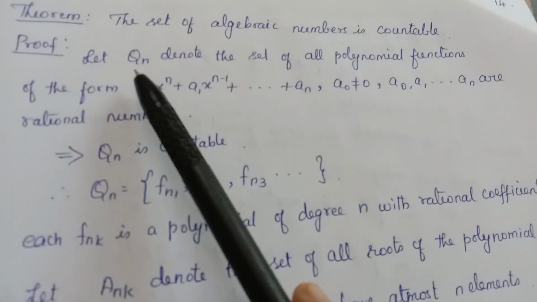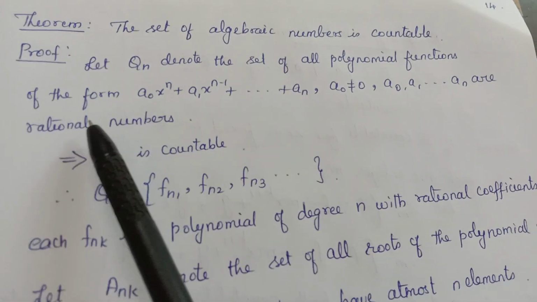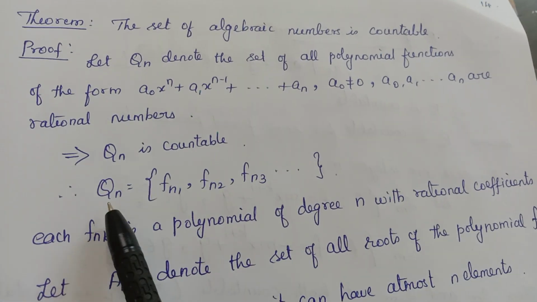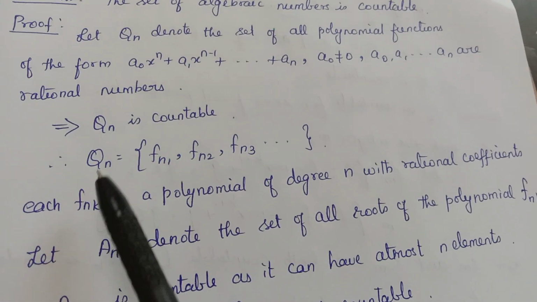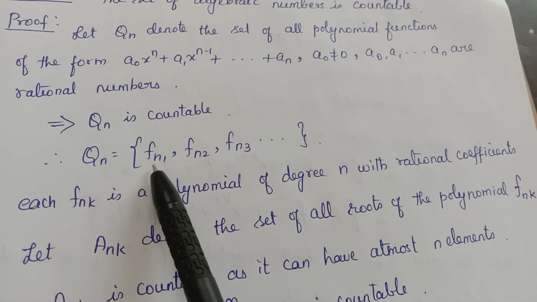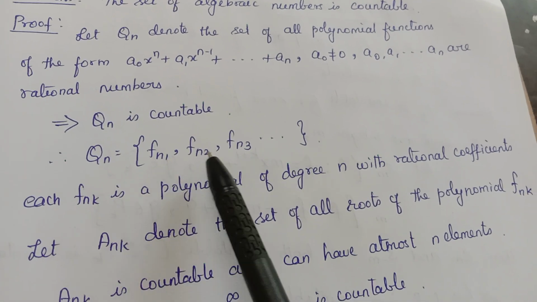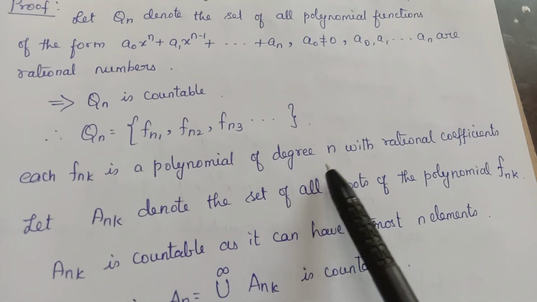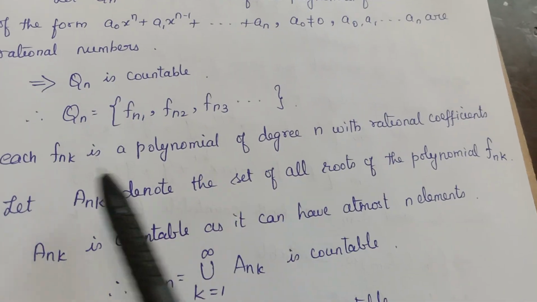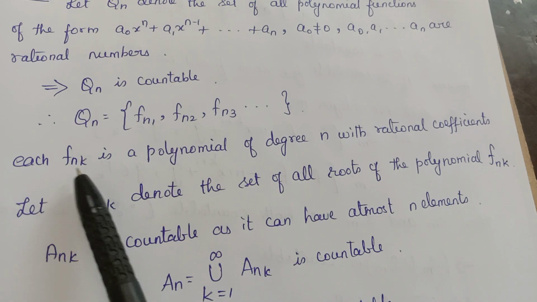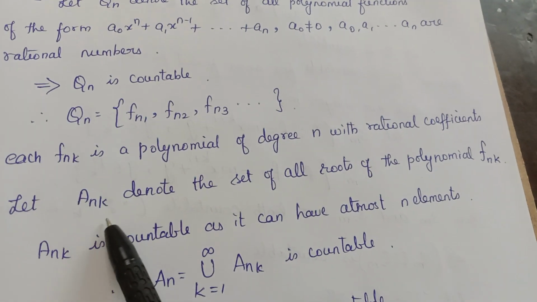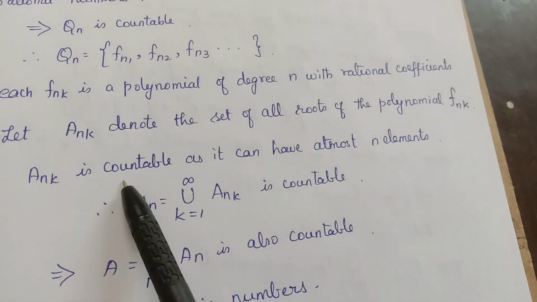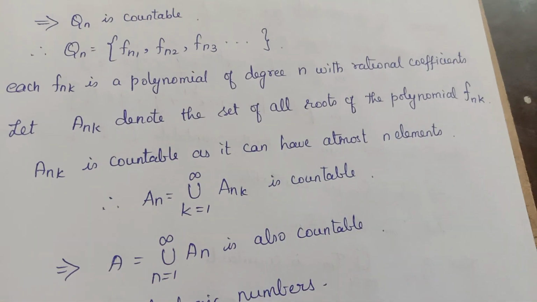Okay, so let us denote Qn as the set of all polynomial functions of nth degree. Then Qn is countable. Qn is countable means all the polynomials of Qn can be written in the form fn1, fn2, fn3, etc. Now, each polynomial will have at most n roots. You take any arbitrary fnk and let the roots of this polynomial be represented by the set Ank. Then Ank is countable because it can have at most n elements.